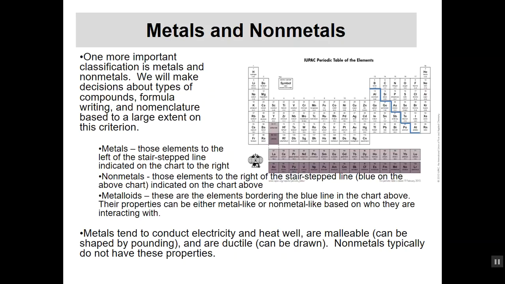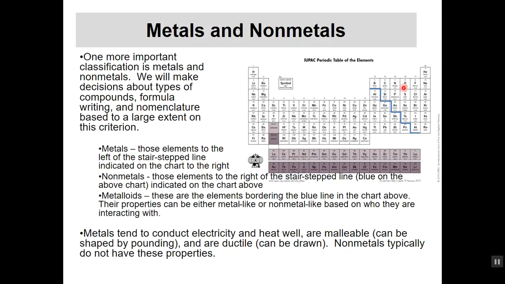And metals do things like they conduct electricity. They'll conduct heat well. Malleable, meaning you can beat them into different shapes. And they're ductile, meaning I can draw them out. I can heat them up and stretch them out and all. The nonmetals on the other side typically don't have those properties.